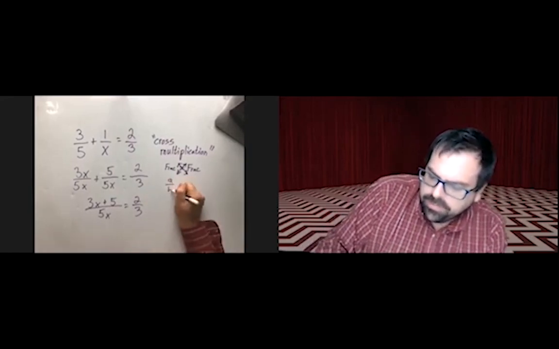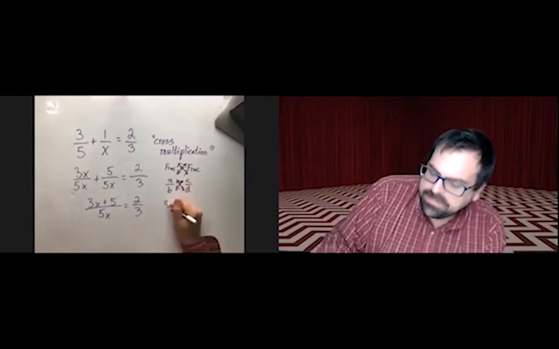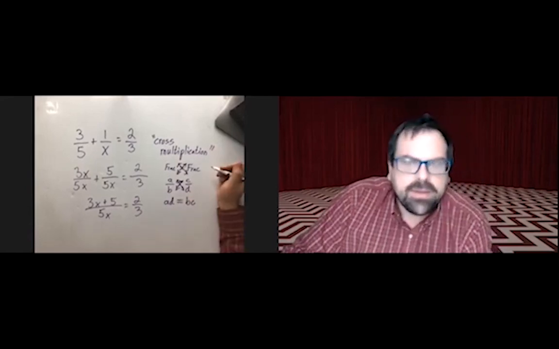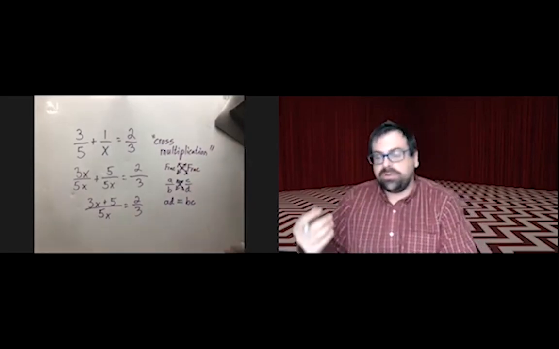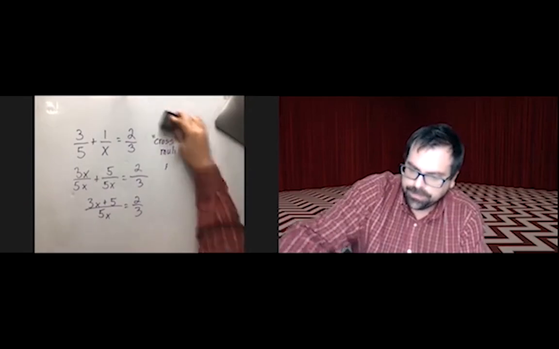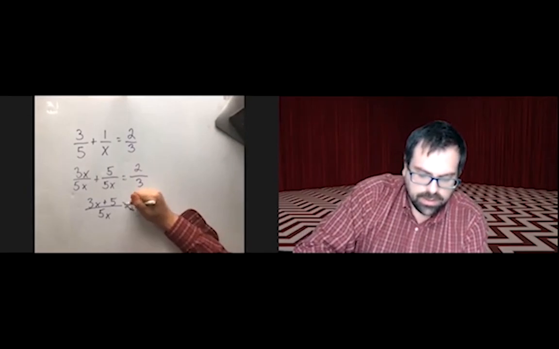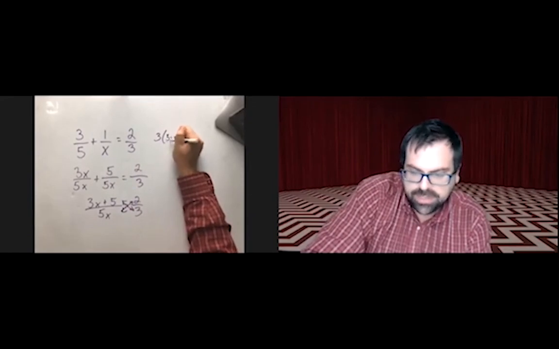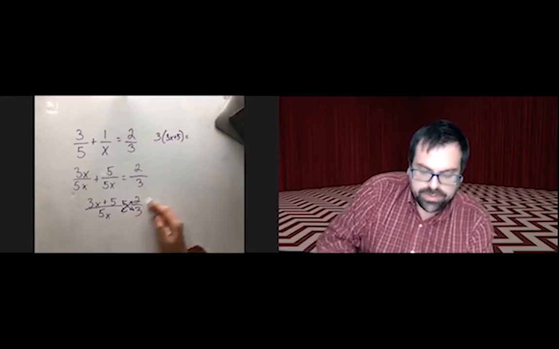If we had A over B equals C over D, we cross multiply. We multiply A times D. We multiply B times C. And we set them equal. It gives us an equation to solve for x. So fraction equals fraction, cross multiply. 3 times (3x plus 5) equals 2 times 5x.